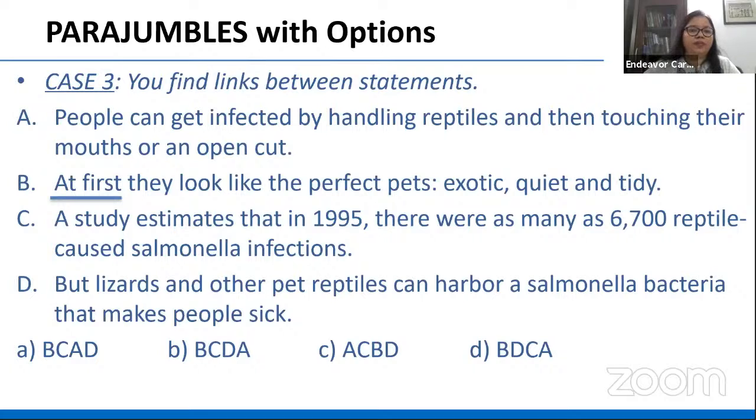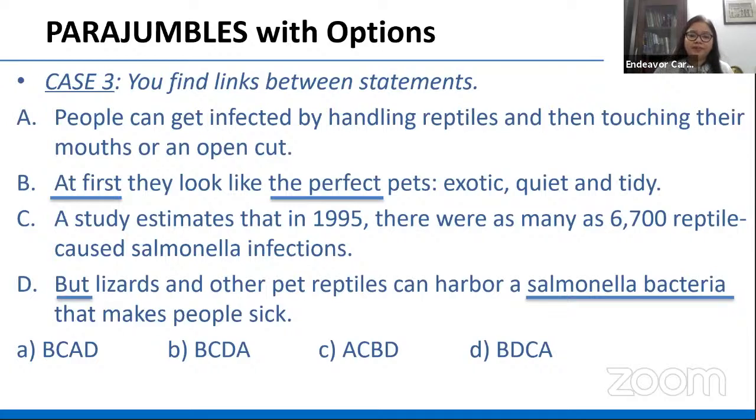At first, there's a pronoun, but the use of the pronoun is still justified here. At first, they look like the perfect pets, exotic, quiet, and tidy. But now look at the contrast. But lizards and other pet reptiles can harbor a salmonella bacteria that makes people sick. So I find a very strong link in BD. I find a very strong contrast, that very dramatic opening. They look perfect, everything is so ideal, but they actually are dangerous. They harbor a salmonella bacteria that makes people sick.